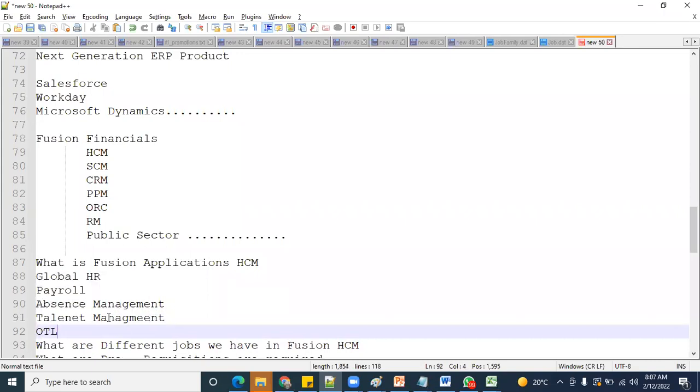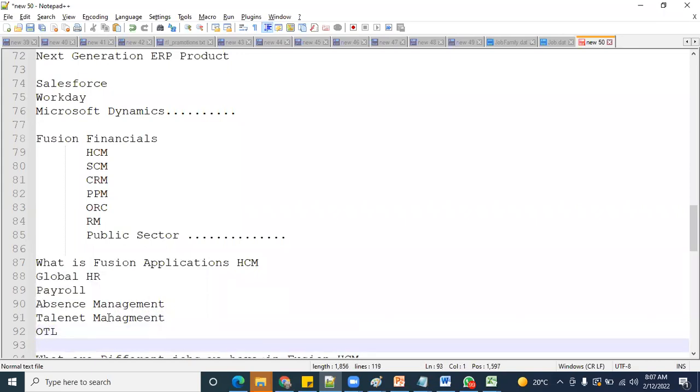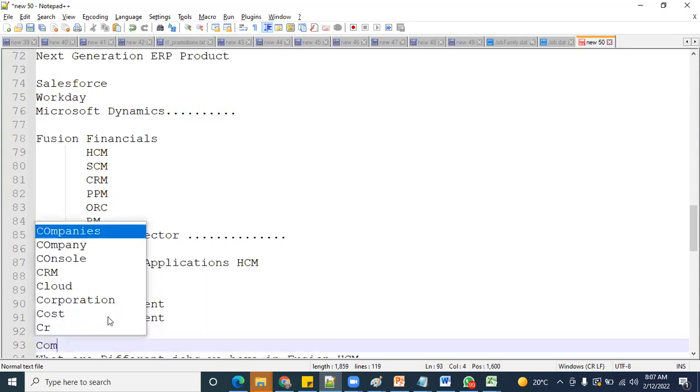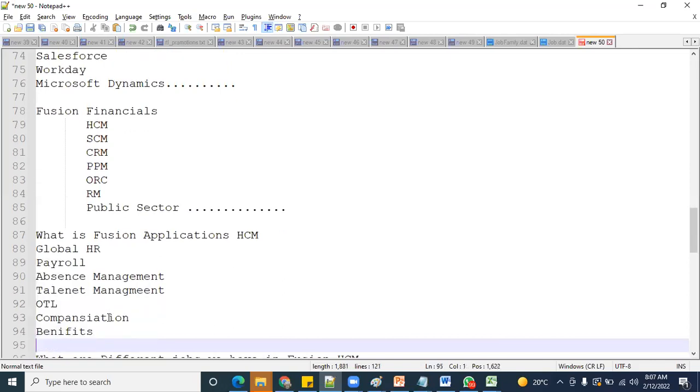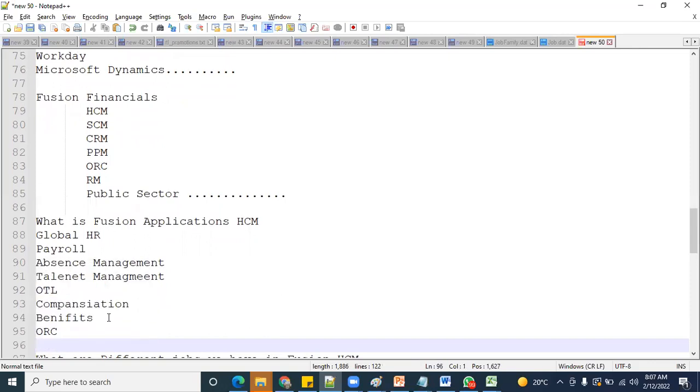And OTL is there, time and labor. If you want to maintain your employees' shift timings and all, time and labor. Compensation is there, employee compensation. Benefits are there, employee benefits. Oracle Recruitment, the entire employee recruitment process, we have the ORC module. These all are the different modules in Human Capital Management.